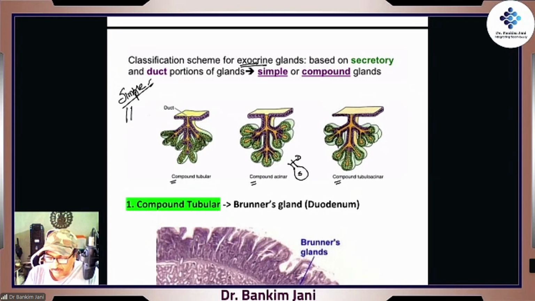While in this compound tubulo-acinar, the duct is small and the secretory portion is pretty big. Ducts come up only at the last. While over here, there is a substantial duct which is seen. So you will be able to watch the duct move.